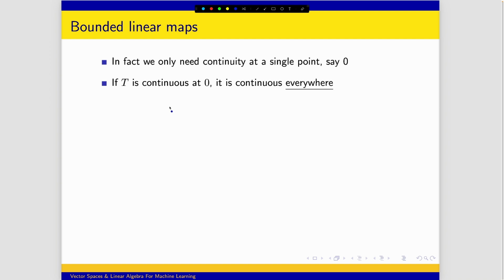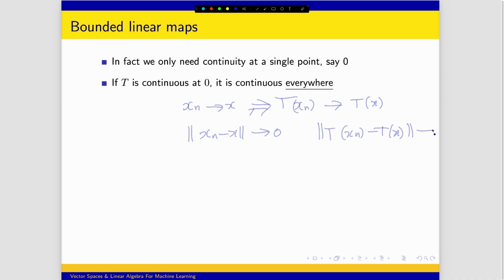which we can because we have a norm space, so it's a metric space and therefore it's first countable. And that's equivalent to the epsilon-delta and the topological definitions. The definition of continuity at a point x is that if we have a sequence xn converging to x, then this implies that T(xn) converges to T(x). Or if the norm of xn minus x converges to 0, then the norm of T(xn) minus T(x) also converges to 0.